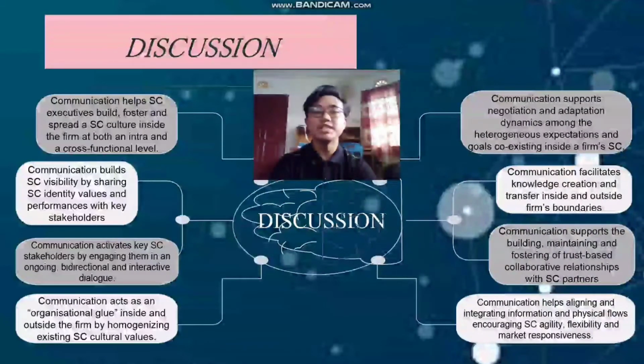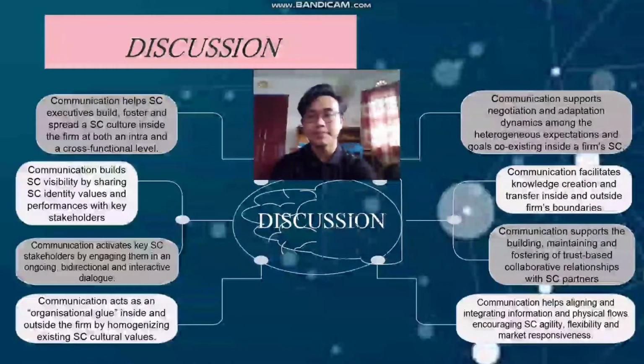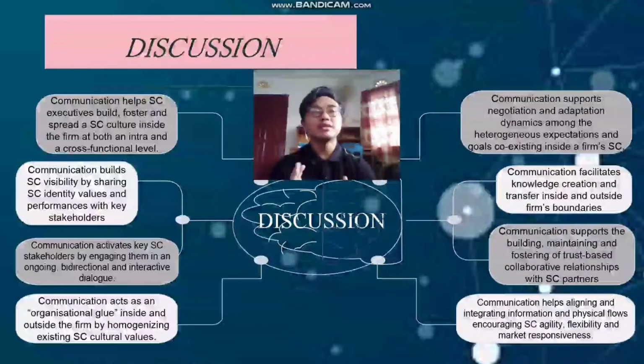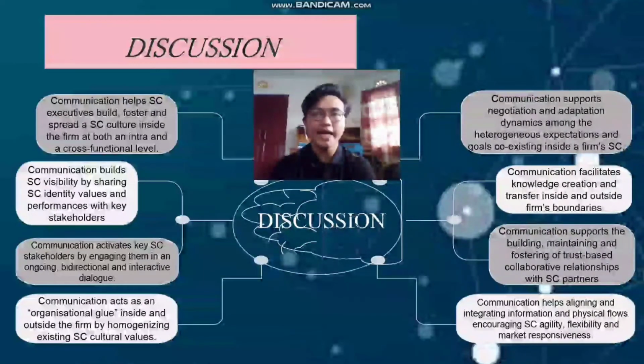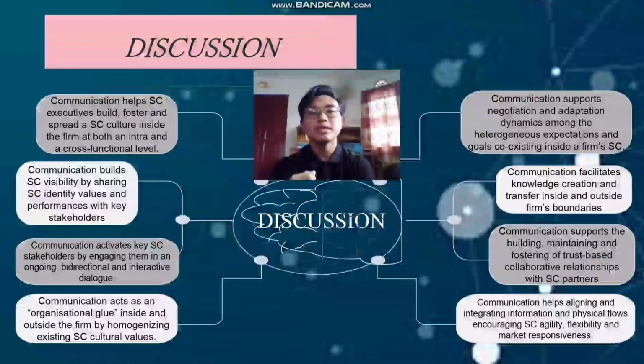The fifth is communication supports negotiation and adaptation dynamics among the heterogeneous expectations and goals coexisting inside a firm's SC. The third function is knowledge creation and dissemination inside the company and with external SC partners. Here, communication flows are responsible for generating and distributing SC management best practice, such as effective SC design techniques. The sixth is communication facilitates knowledge creation and transfer inside and outside firm boundaries.